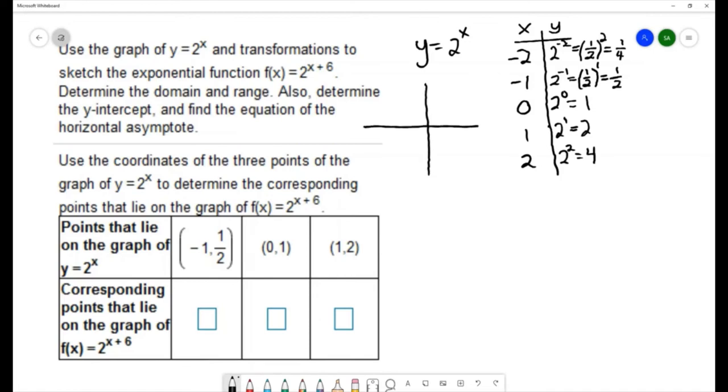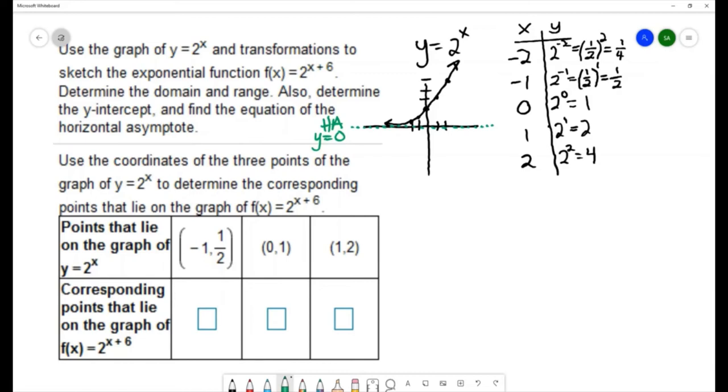We can take those ordered pairs and plot them: -2 and 1/4, -1 and 1/2, 0 and 1, 1 and 2, and 2 and 4. We get a graph that looks like this. And for later, it's important for us to know that there is a horizontal asymptote that is right on top of the x-axis, and that is the equation y equals 0.